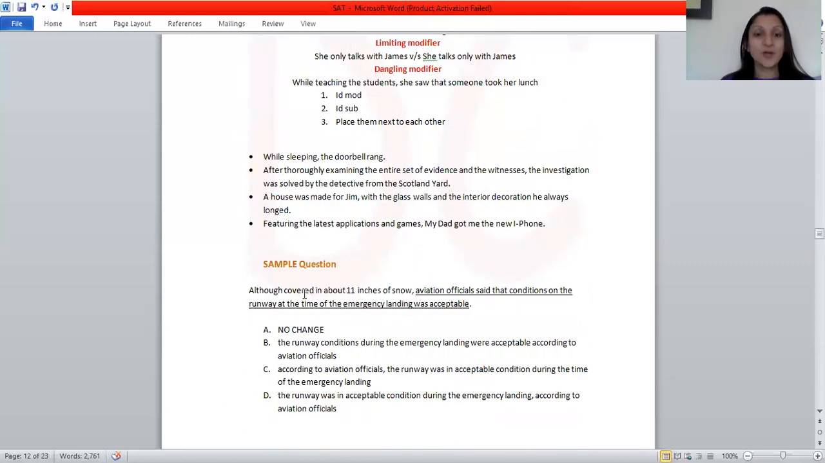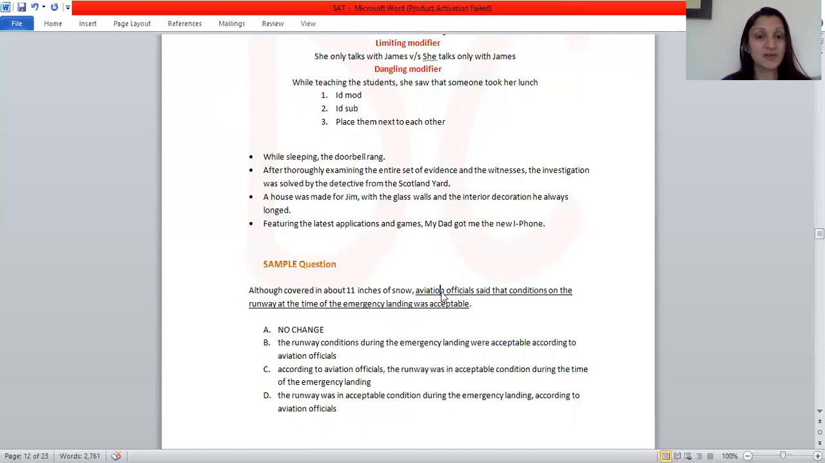Here, although covered, so you can pause the video, solve it yourself, and then look at the explanation. Okay, it says, although covered in about 11 inches of snow, aviation officials said that conditions on the runway at the time of emergency landing were acceptable. Compare the options. That's our first step. The runway conditions, the aviation officials, and the runway conditions. So who was covered in 11 inches of snow?